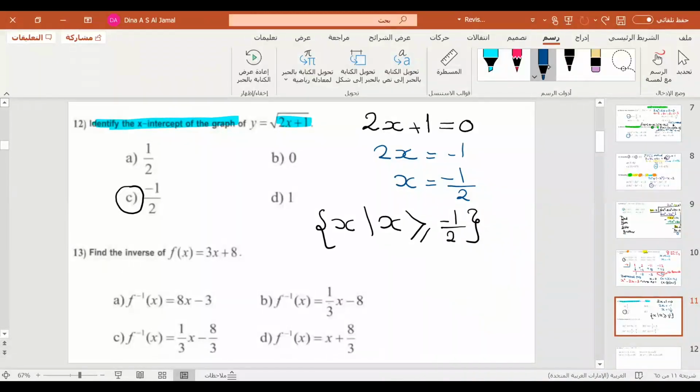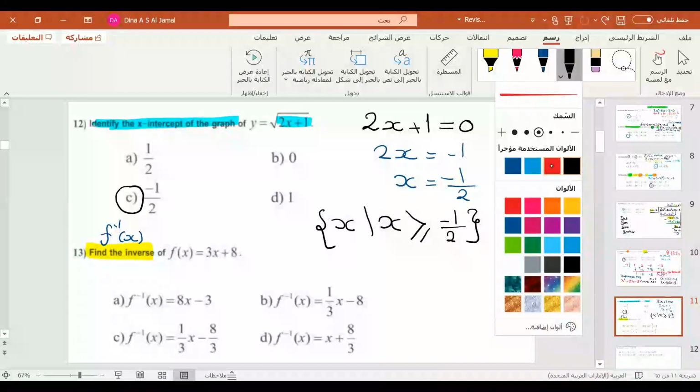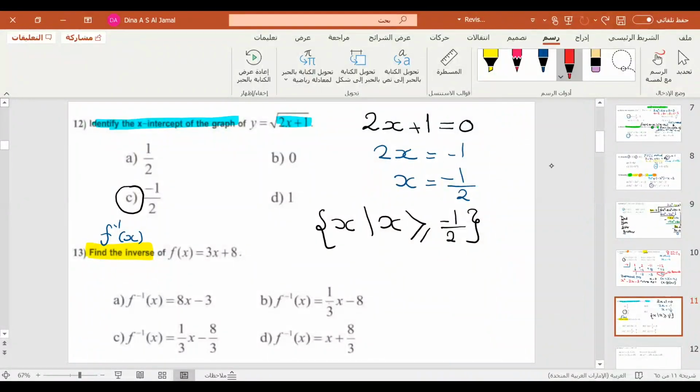Now, let's go to question 13. He is asking you to find the inverse, which has this symbol, of 3x plus 8. So let's now follow the steps. First of all, the first step is that you remove f of x and you write y equals 3x plus 8.